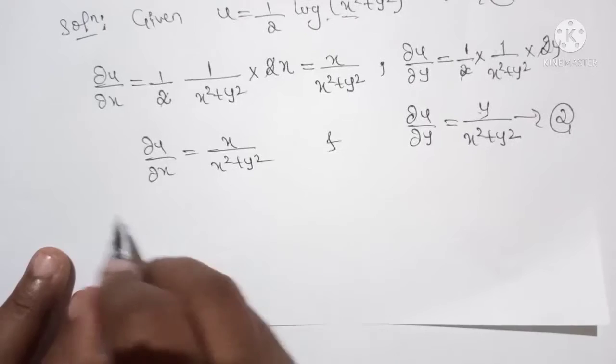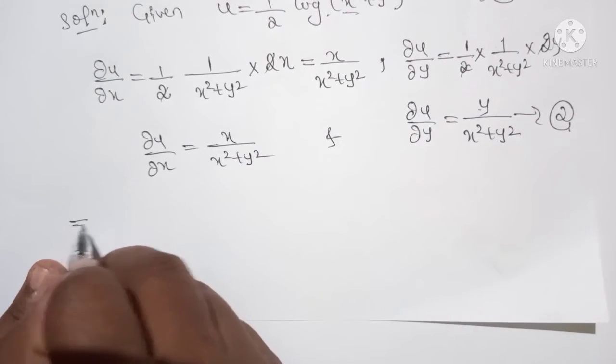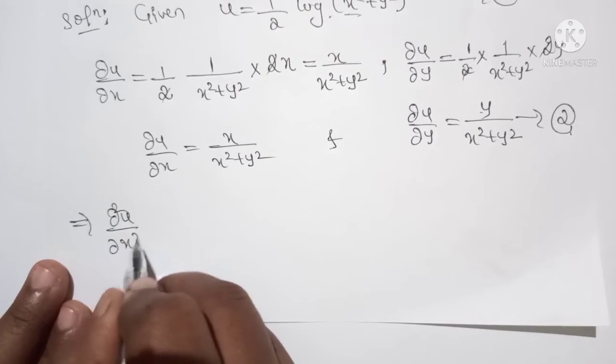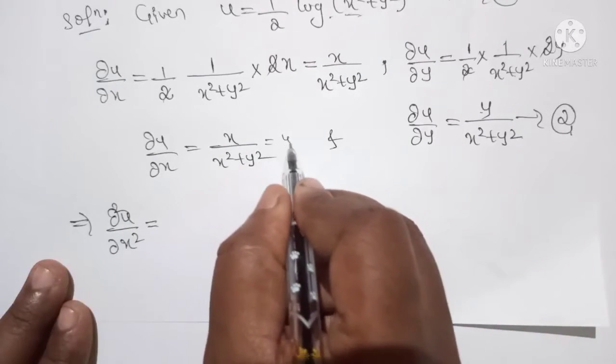Again differentiating with respect to x, we get ∂²u/∂x², we get, so it takes the u by v form.